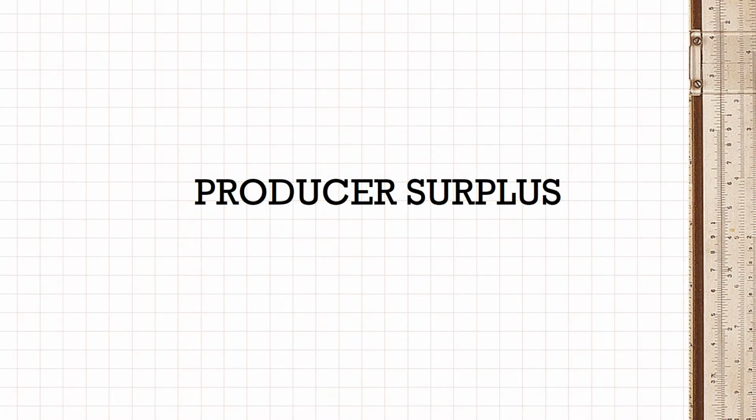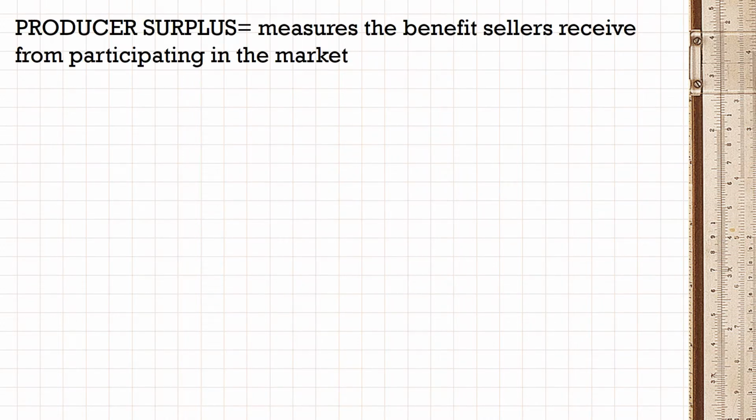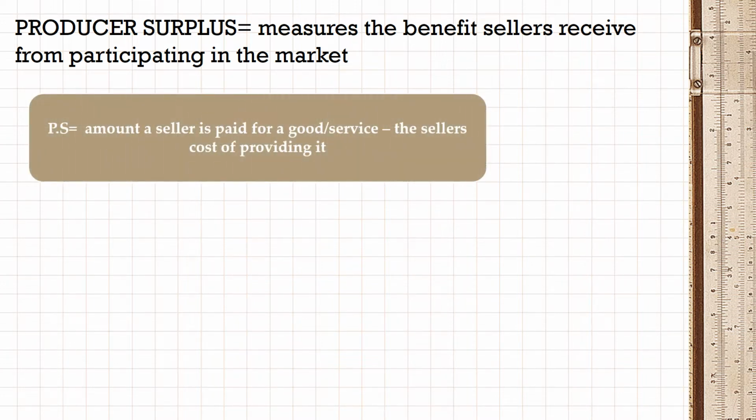In the previous video, we covered what is welfare economics and consumer surplus. Today, we will begin with producer surplus. Producer surplus is the benefit that sellers receive via participation in the market. This participation is selling of the commodities.